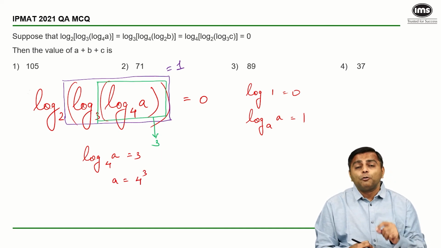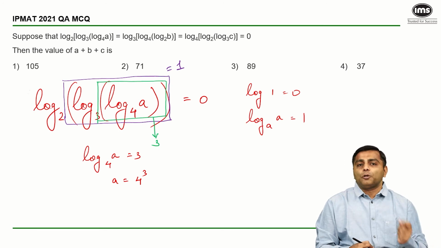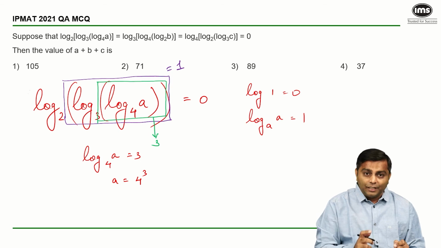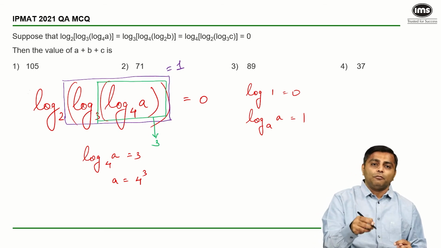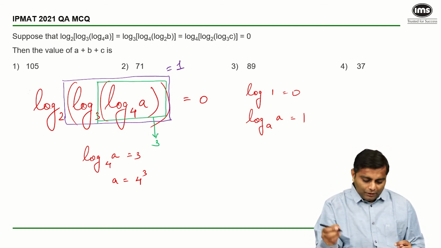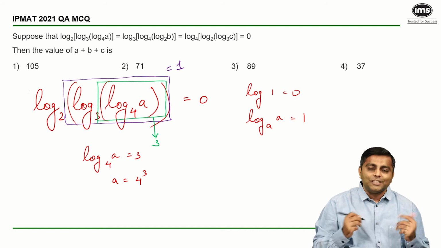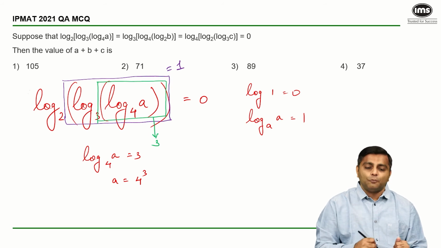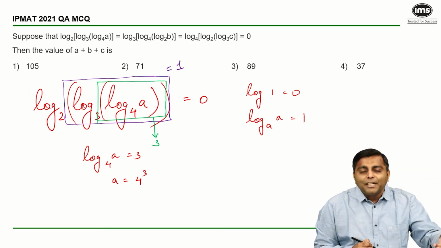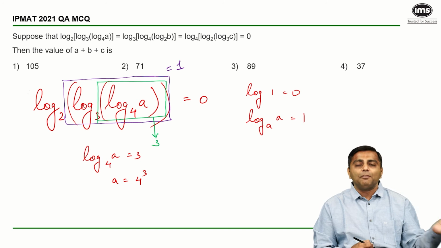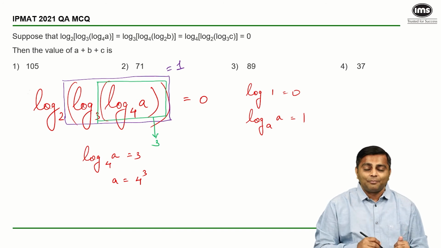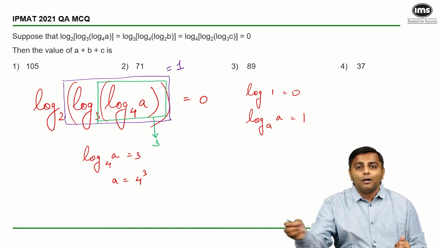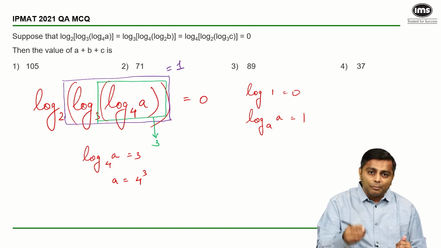Correct. So if you put the value of a as 4 raised to 3, that first innermost log is going to give you the value 3. And then log of 3 to the base 3 will give you the value 1. And then log of 1 to the base 2 is going to give you the value 0. Correct? So that's how the whole thing is. So basically, the value of a is 4 raised to 3. Similarly, we need to find the value of b and c, and then we need to get to a plus b plus c.